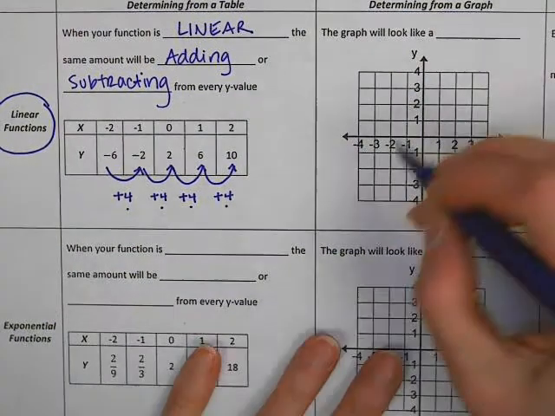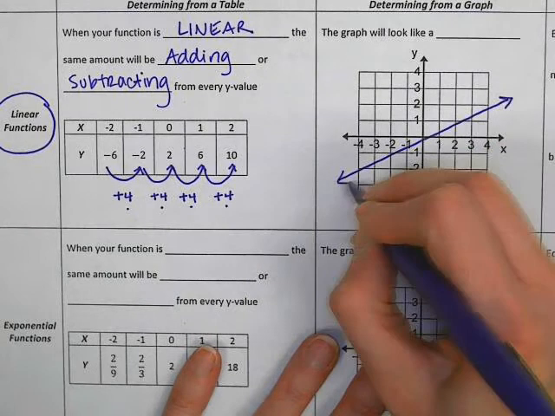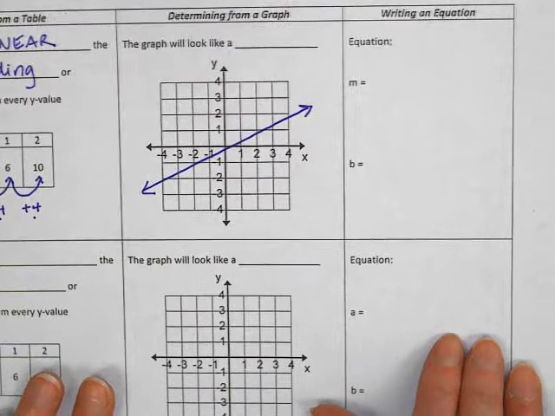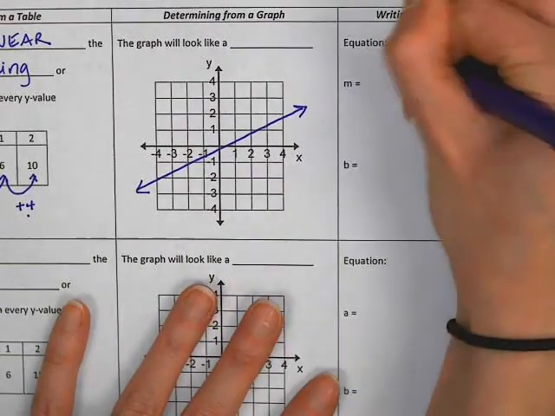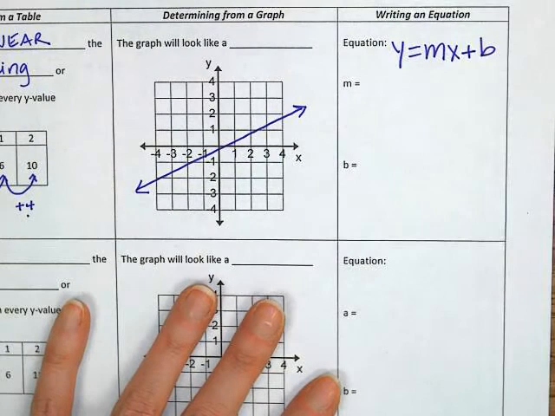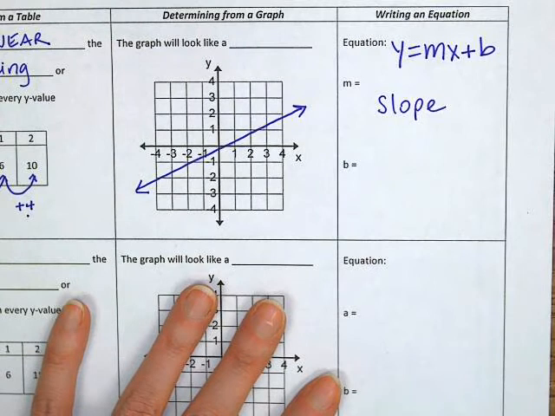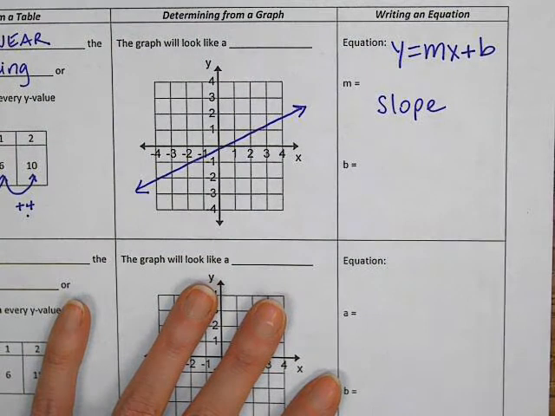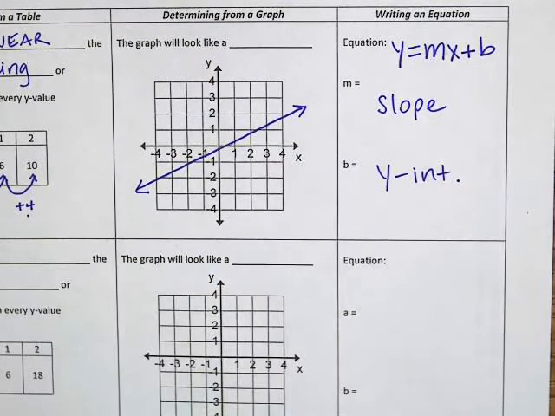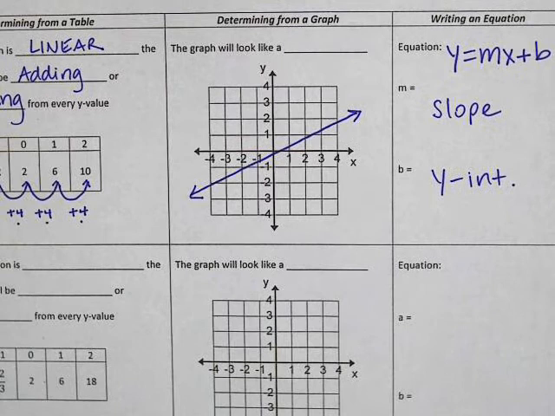And just a reminder, a linear function looks like a line. And then let's talk about how to write its equation. The equation is y equals mx plus b. And then just to review, the m is the slope or the rate of change, and the b is the y-intercept. Okay, so that's all the information for linear functions.